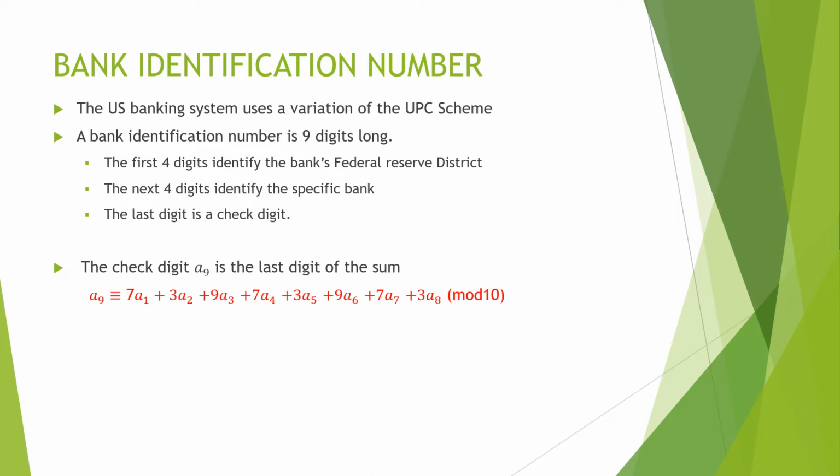So we have to use A sub 9 is congruent to 7A sub 1 plus 3 multiplied to A sub 2 plus 9A sub 3 plus 7A sub 4 plus 3 times A sub 5 plus 9 times A sub 6 plus 7 multiplied to A sub 7 plus 3 multiplied to A sub 8 modulo 10.